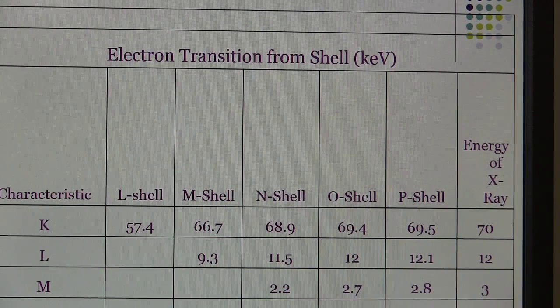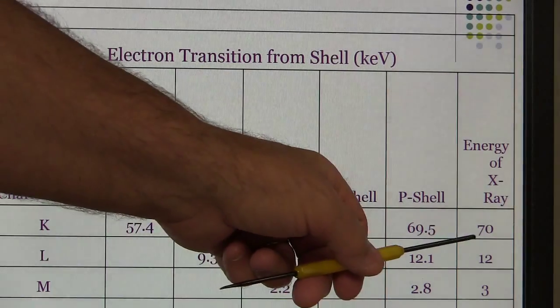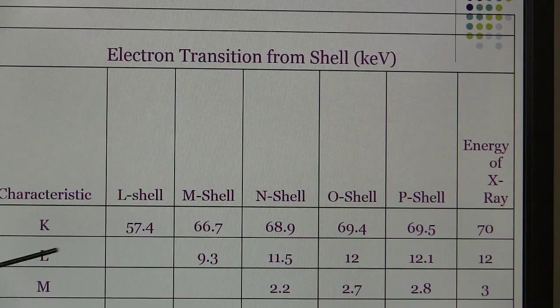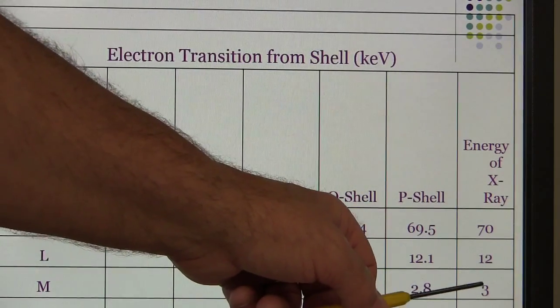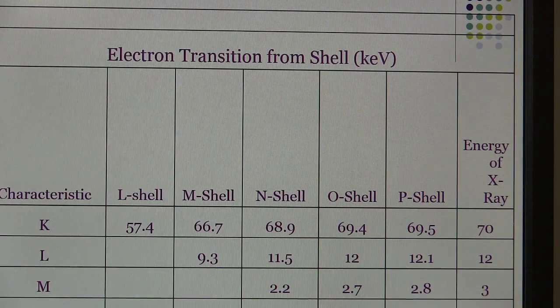Just a table showing the relative energy coming out of those. K-shell will get about 70 kiloelectron volts. L shell transition will get about 12, and then for an M shell 3, for an N shell a half, and then almost nothing for O. So again, as we go further and further out, these transitions have less effect on us.